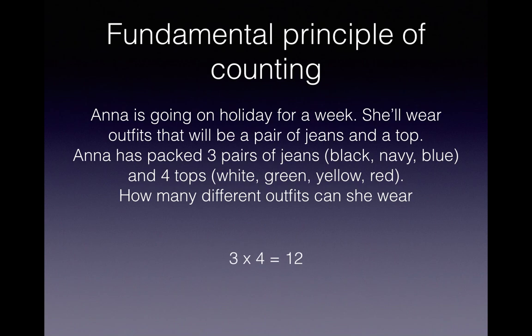Okay, if you were to list them, they would be black jeans, white top, black jeans, green top, black jeans, yellow top, black jeans, red top. Or navy jeans, white top, navy jeans, green top, navy jeans, yellow top, navy jeans, red top. Or blue jeans, white top, blue jeans, green top, blue jeans, yellow top, and blue jeans, red top. And if you did it that way, you'd find out that there are indeed 12. But the fundamental principle of counting is a quicker way of getting the number of outcomes.